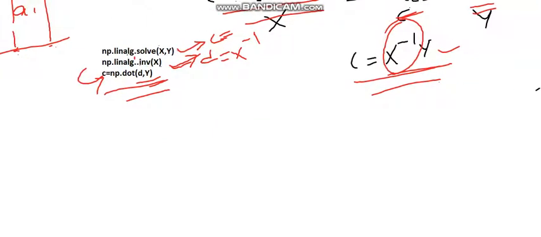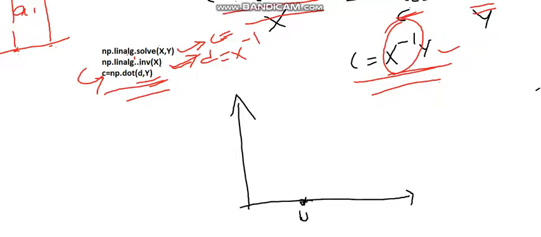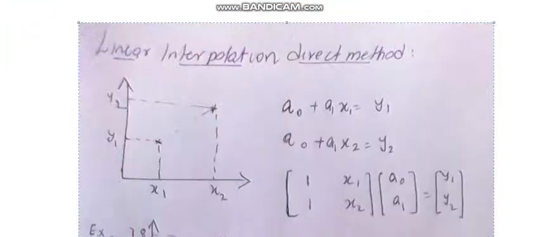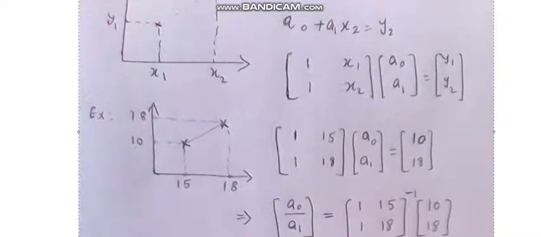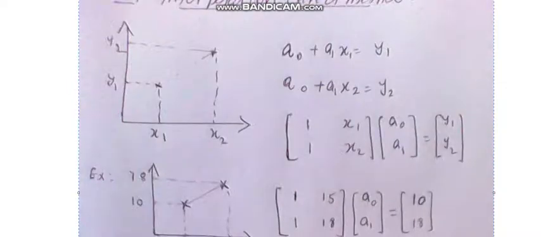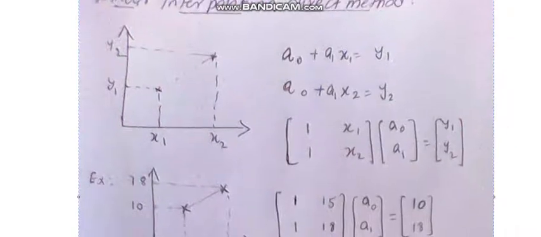Because suppose you are having an interpolation or your data like this. Suppose this point is 15 and this point is some 18. Okay, we'll consider first the linear interpolation, direct method. So what we have to do here is that, suppose you are having x1 and y1 values, x2 and y2 points as shown in the figure, these 2 points.